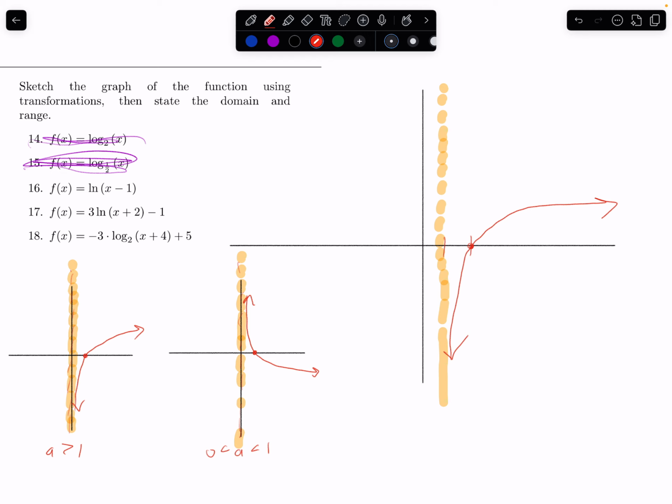Okay, and that's 16 in a nutshell. It's a very rough sketch, but it accomplishes what I wanted to. I can even label this point. That's (2, 0). This is question 16. That's it. Simple, right? Simple.